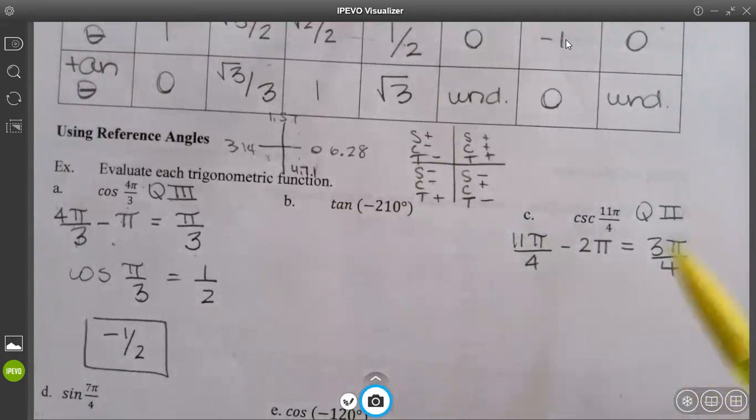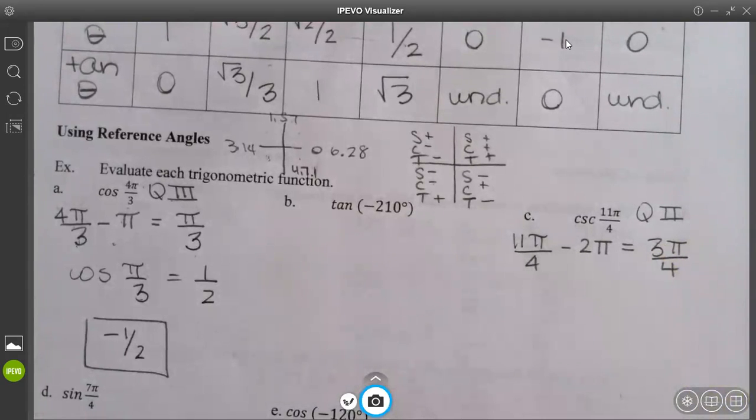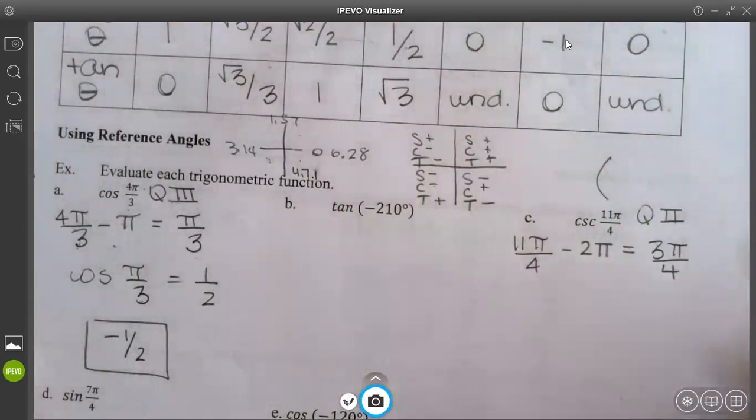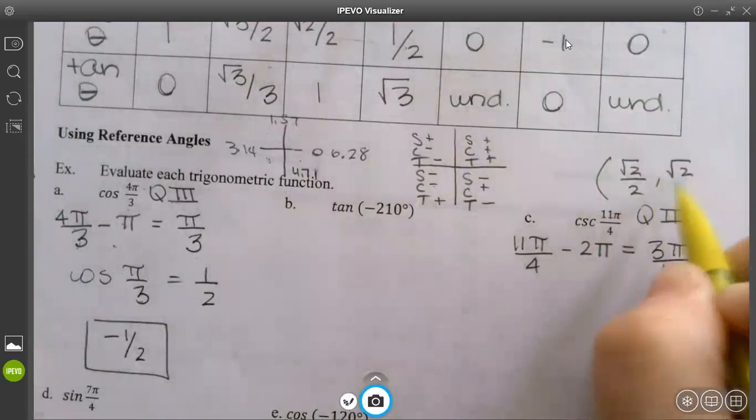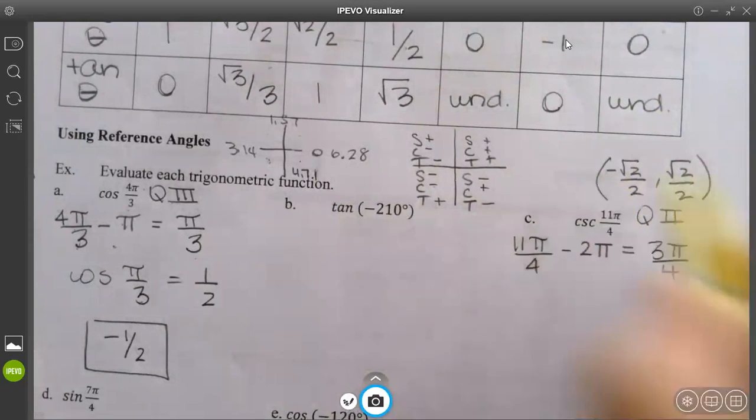However, if you know the unit circle, do we have a 3 pi over 4? Yeah. Where is that at? Is it a 45 or is it a 30/60? 3 pi over what? 4. So it's a 45. So what do I know about the coordinates? What are the coordinates? Everybody okay with that? You should be.